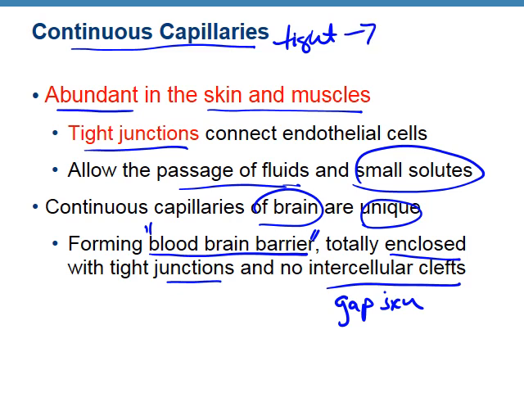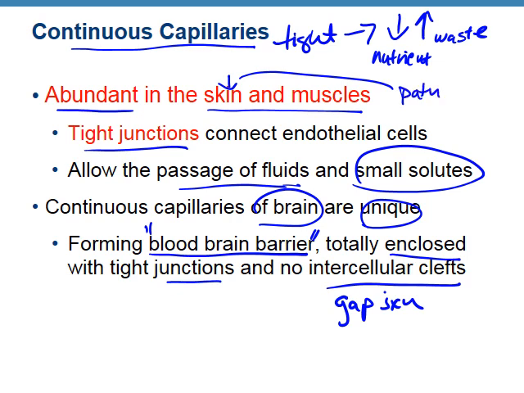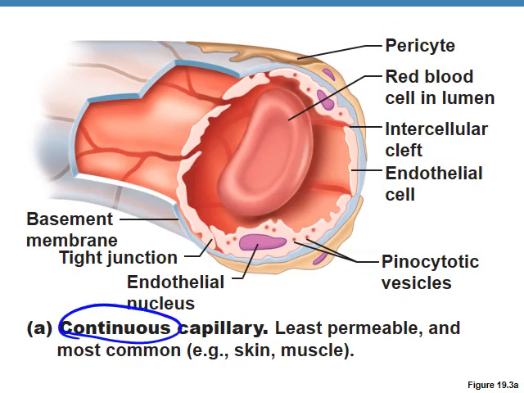Why do we want to have a tight capillary? Well, we said capillaries are the site that we drop off and pick up. So we drop off nutrients and we pick up waste. Well, remember, your skin is exposed to outside pathogens, right? Bacteria, fungus. So we don't want to be able to pick up every pathogen. We want it to be maybe picked up by a macrophage and maybe digested first. So we don't want to just take anything out of our skin and muscles and put it into a capillary bed.